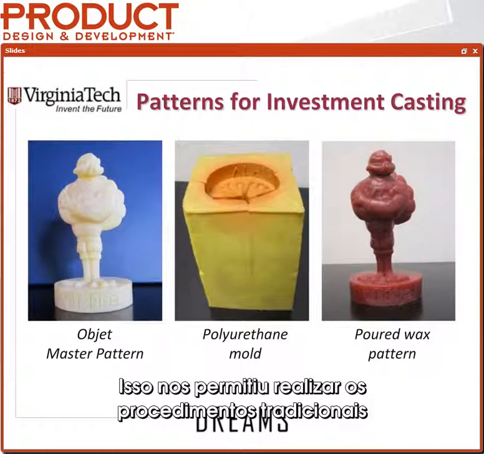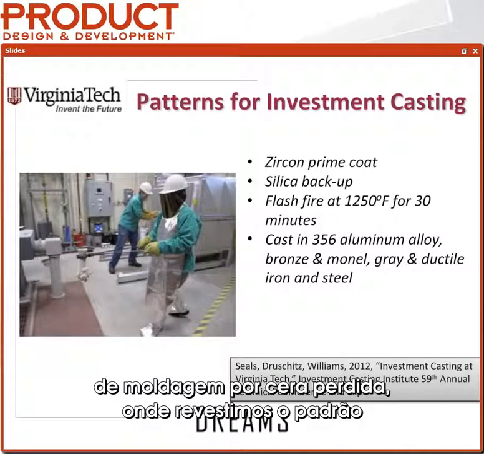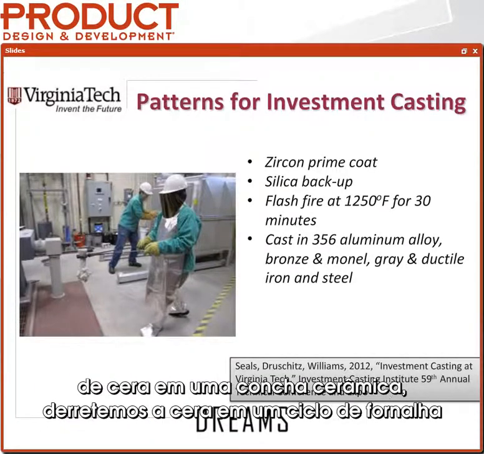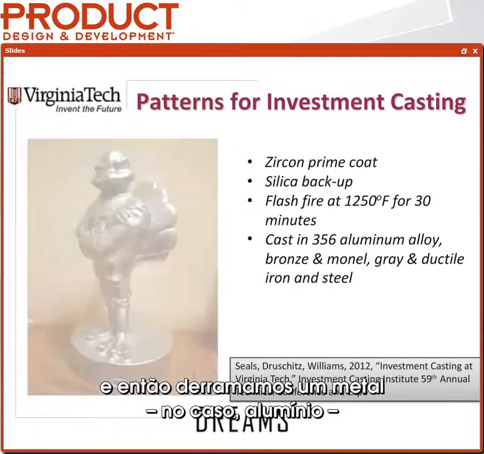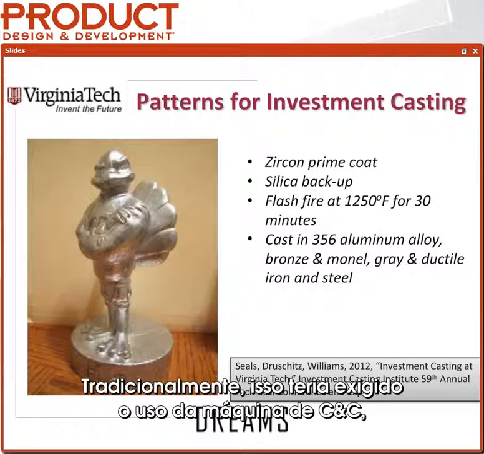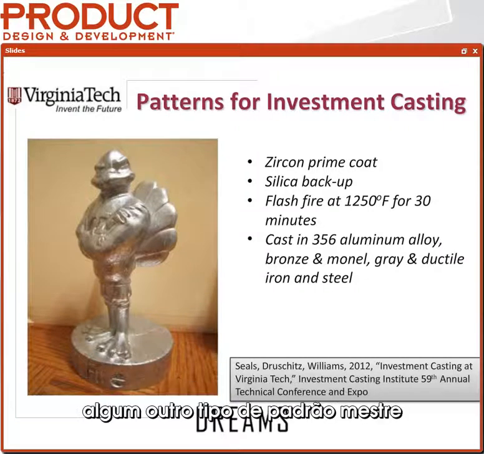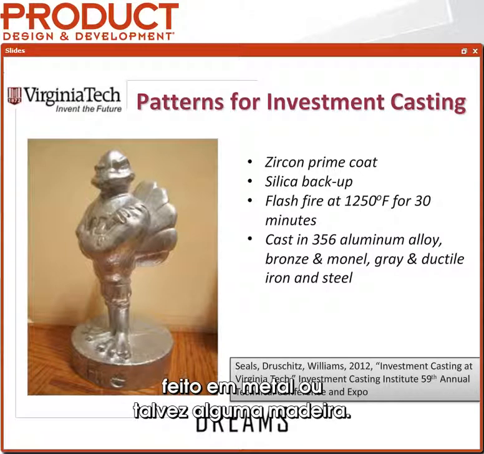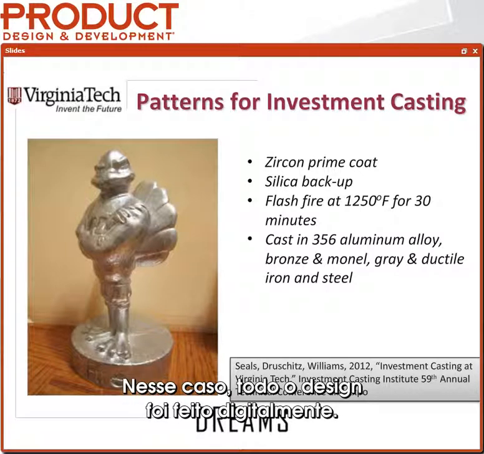That then allows us to do traditional investment casting procedures where we coat that wax pattern in a ceramic shell, melt away the wax in a furnace cycle, and then pour in a metal, in this case aluminum, to actually make aluminum replicas of our part. And again, traditionally, this would have required us to CNC machine some type of master pattern out of a metal or some wood, perhaps. In this case, it's all been designed digitally.